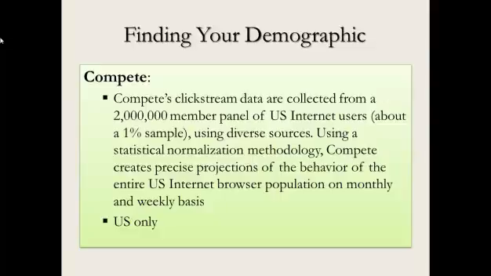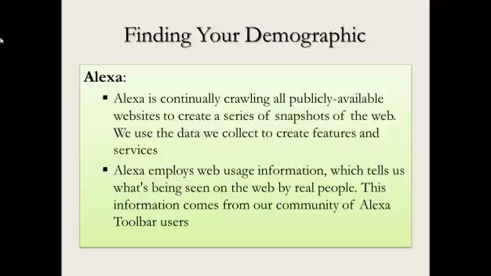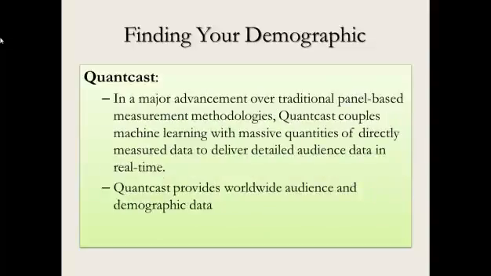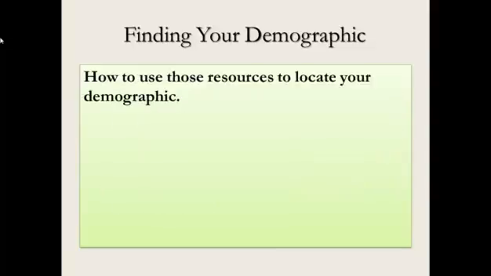So here, what Compete does is they use a control group and they make projections based on that control group, and this is, like I said before, US traffic only. Alexa uses two methods. One, they crawl the web, and the other is they have a toolbar that you can install into your browser and they can track information based on people's behaviors. So that's how they're getting their information. And Quantcast is going to do something similar to Alexa, where you can install it into your website and then they can track information and behaviors based on that. So that's the brief explanation of what those three resources are doing to collect their information.